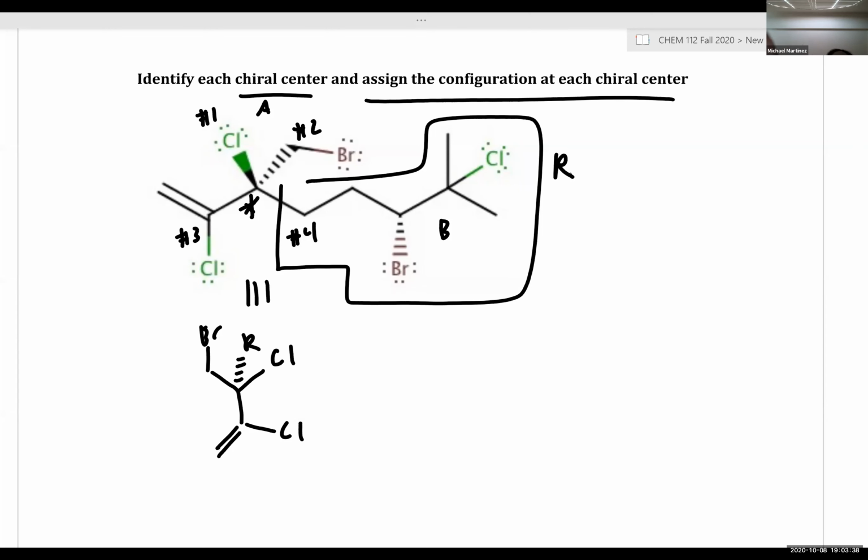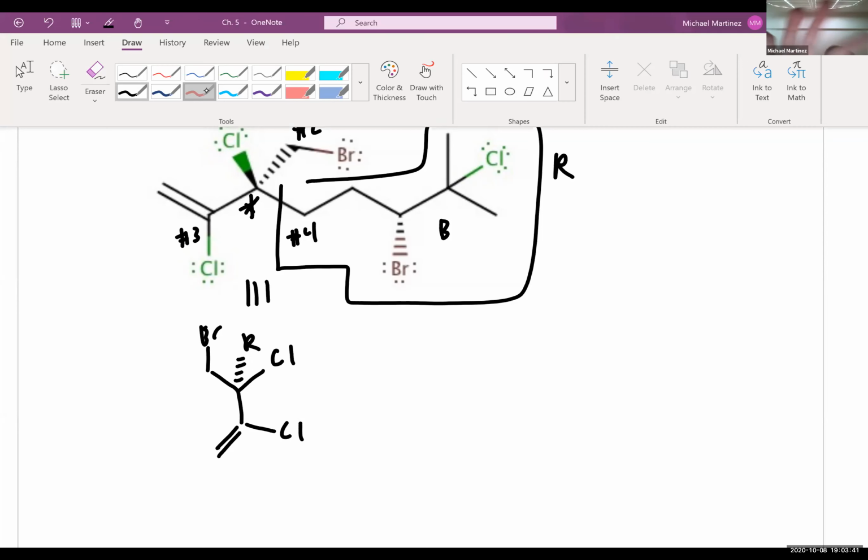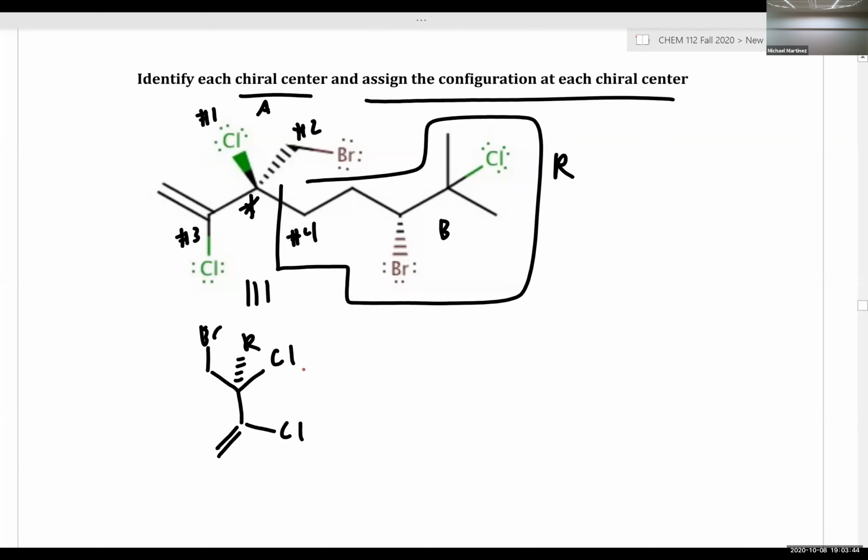So now that we have rotated our molecule, continuing on, our chloride is the highest priority, our alkyl bromide is the second, and our vinyl chloride is the third. Remember, because bromine has a larger atomic mass than chlorine. So tracing from highest to lowest priority, this is an anti-clockwise or counterclockwise rotation. So this first stereocenter would be S. Does that make sense to everyone? Does everyone understand the logic behind that first step?